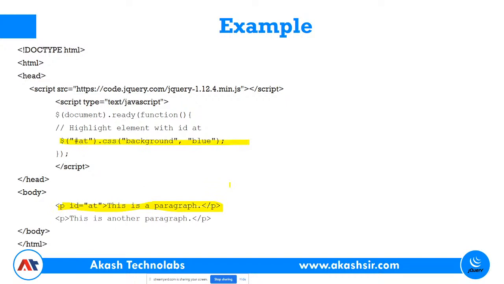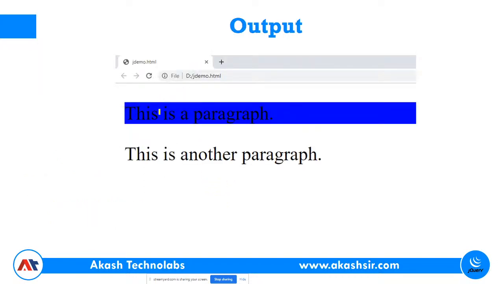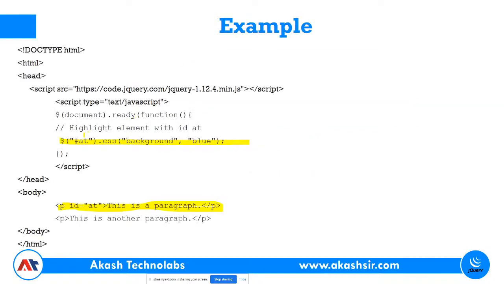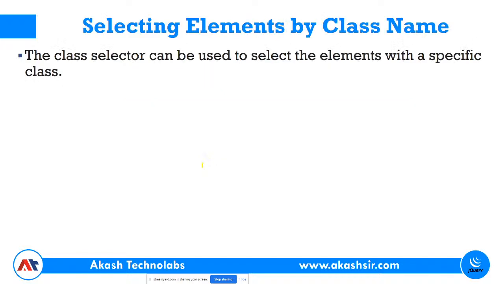Okay, so next you can see this is my output. I know blue color is very dark, right? So what we have to do, we have to select the ID with the help of hash, and then we can specify the property that is a background color blue. Okay, so next is select element by class name.